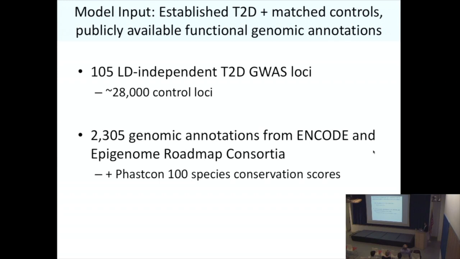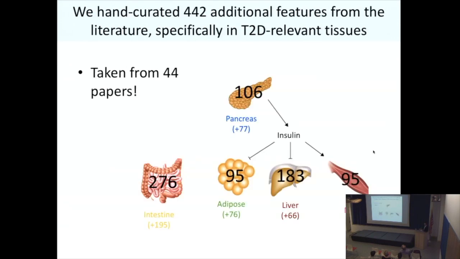We care more about what functional annotations matter. We pick out epigenome roadmap and ENCODE as well as species conservation. In addition to that, we actually took the painful step of going through literature curation and finding additional epigenomic features that map to open chromatin or transcription factor occupancy, specifically thinking about tissues that we think might be relevant for diabetes. So those include pancreas, adipose, liver, muscle, intestinal cells, so gut, things that we think might matter. So with that, we can add an additional couple of hundred features that we think could be relevant for diabetes.